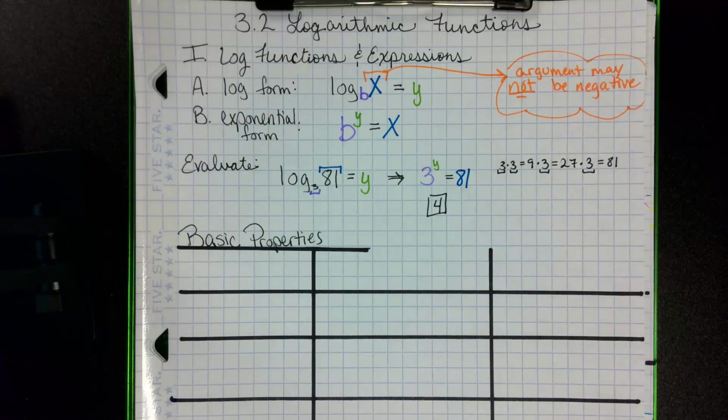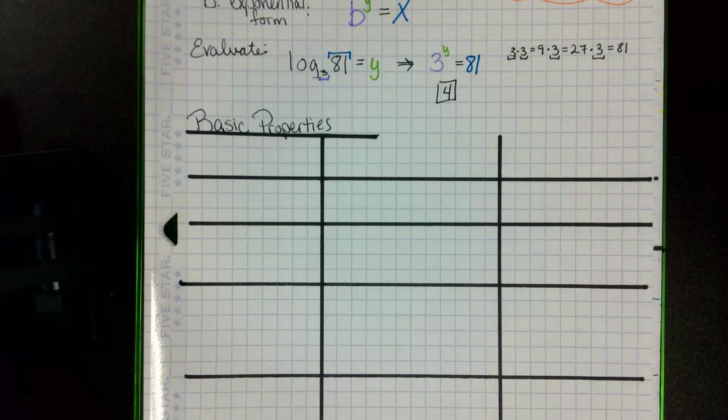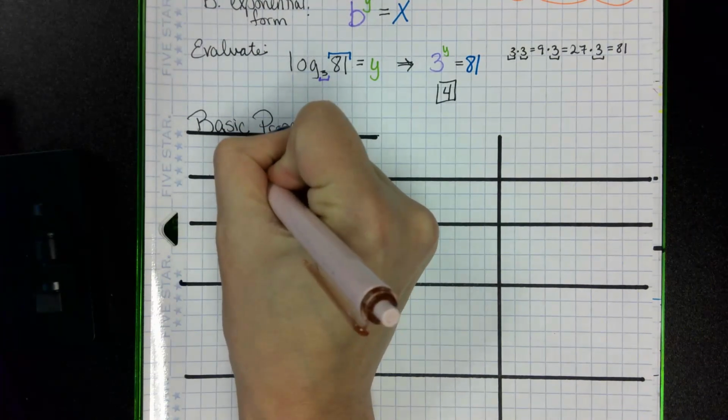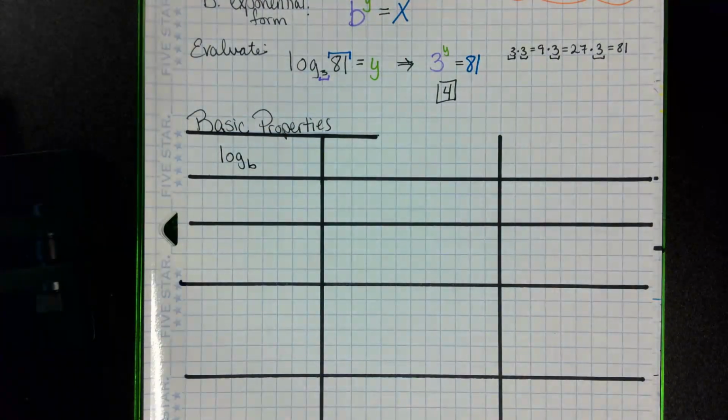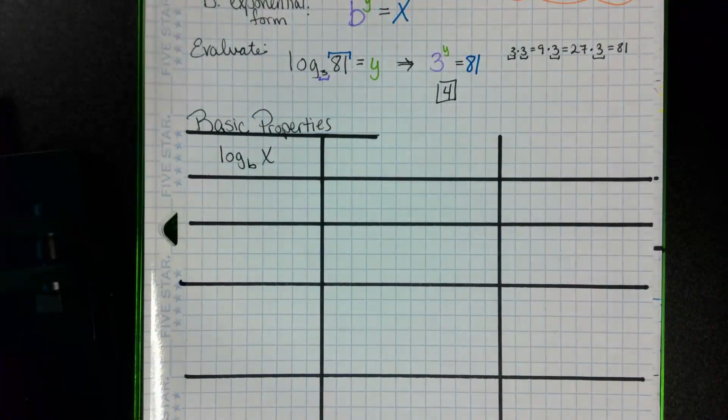All right, basic properties. So now I have this table set up. We'll do this table of properties. The first column of the basic properties of logs, these are basic log properties. We're going to look at log base b, meaning, we could put x, log base b of x. B is going to be some number. It could be anything.